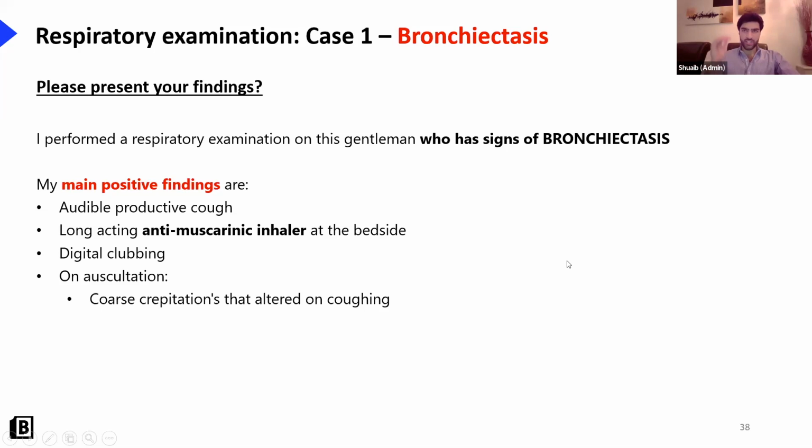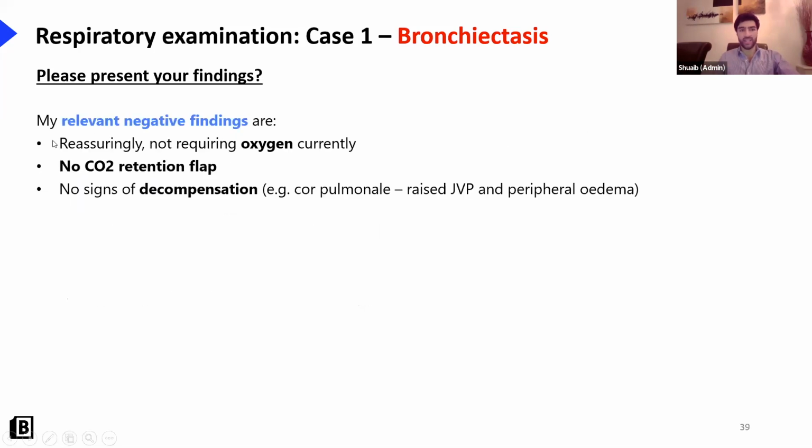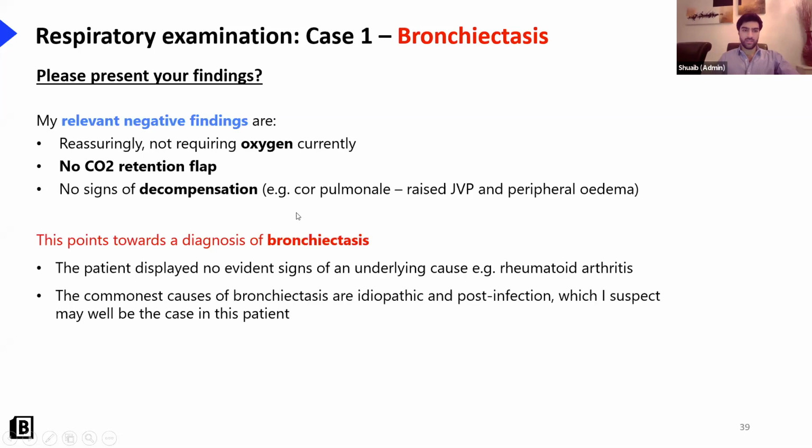Good, so again, it's simple. When you're going through the examination, list your positive findings in the presentation, then you list your relevant negative findings, and this is pretty much going to be the same for every single respiratory examination you do. So you can just learn this and recite it off at the end of your presentation. Your patient's never going to be requiring oxygen in an OSCE. They're never going to have a CO2 retention flap, because if they had either of those two things, they should be in hospital. And then you can say there's no signs of decompensation, such as cor pulmonale.